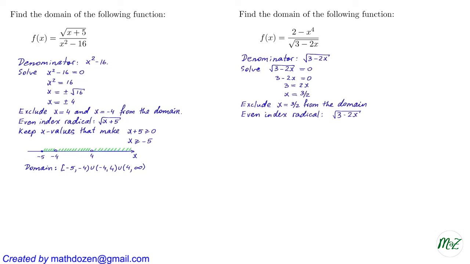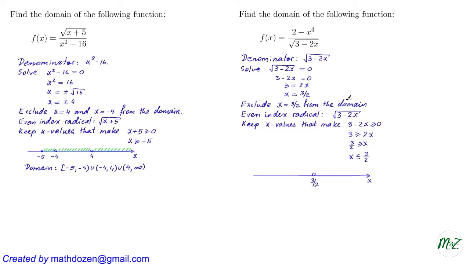And now, since we have even index radical in the formula, to keep that out of trouble, we're going to keep x values that make 3 minus 2x greater or equal than 0. So solving that for x, we end up with x being less or equal than 3 halves. So to keep the square root of 3 minus 2x defined, we have to use values of x less or equal than 3 halves.